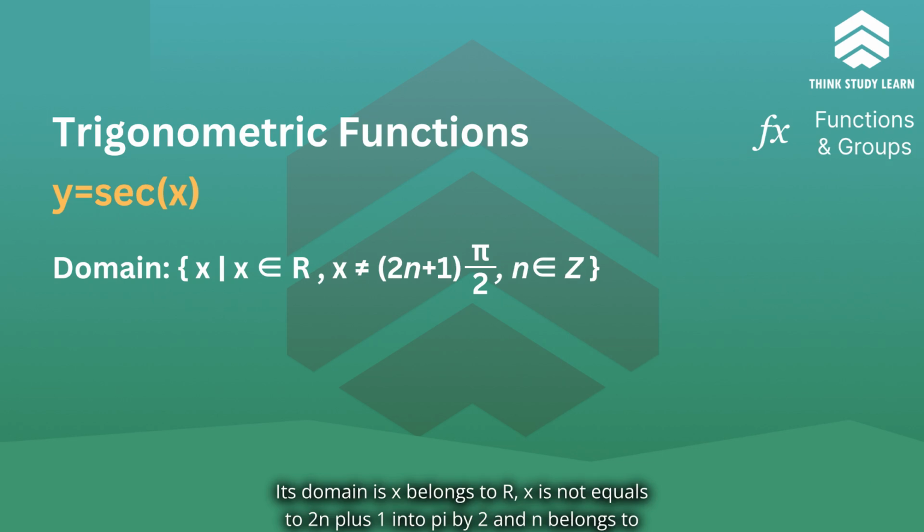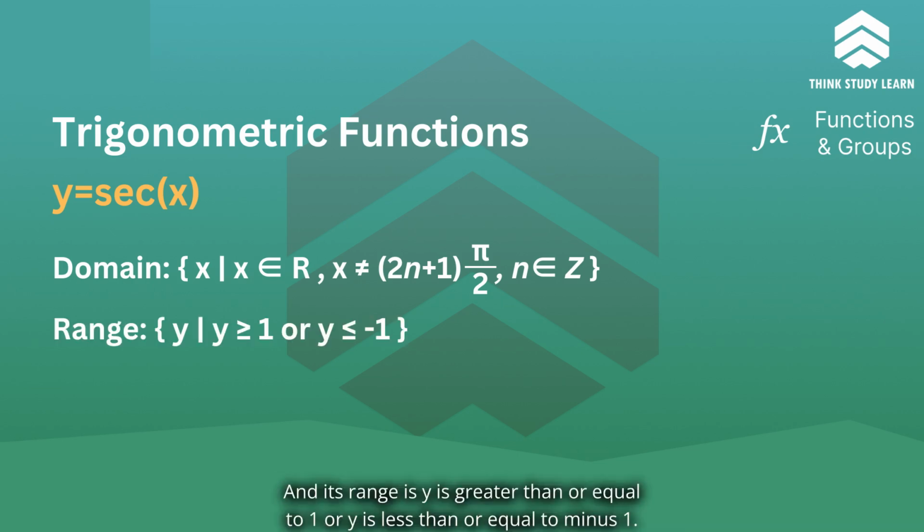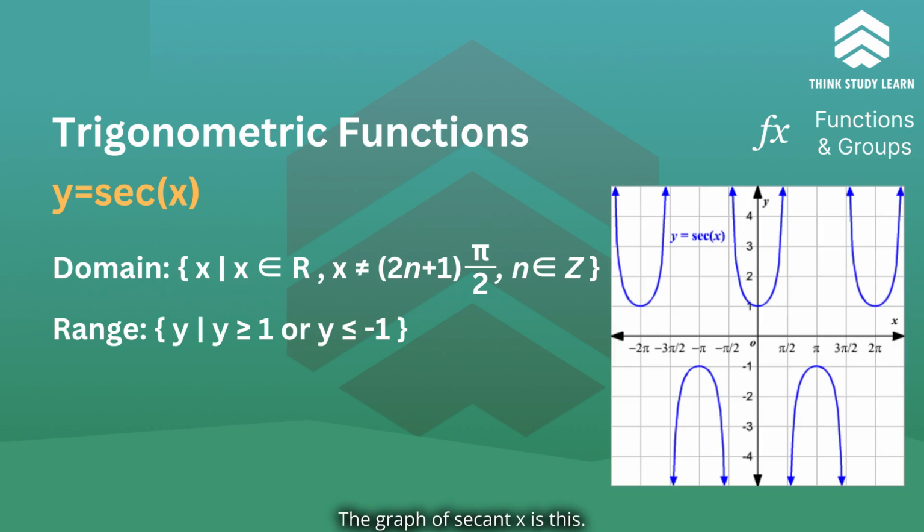Its domain is x belongs to R, x is not equal to (2n plus 1) times pi by 2, where n belongs to Z, and its range is y greater than or equal to 1 or y less than or equal to minus 1. The graph of secant x is this. This graph shows that the range of y will be 1 or minus 1. As we can see, the points of these curves lie on minus 1 or 1.